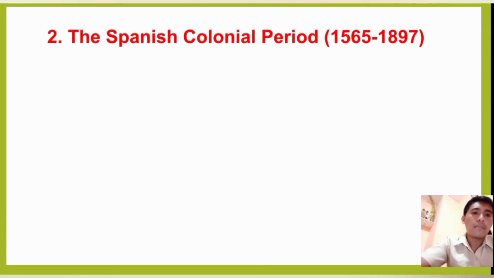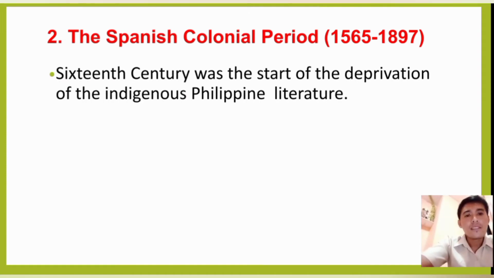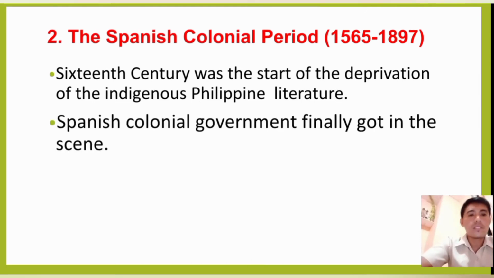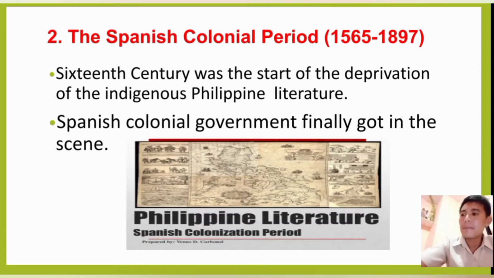The second period, the Spanish colonial period, 1565-1897. The 16th century was the start of the deprivation of the indigenous Philippine literature. The Spanish colonial government finally got in the scene. They were able to manipulate literature by placing it under the religious orders. Literature revolved mainly on the themes of Spanish, European culture, and of course, the Roman Catholic religion.